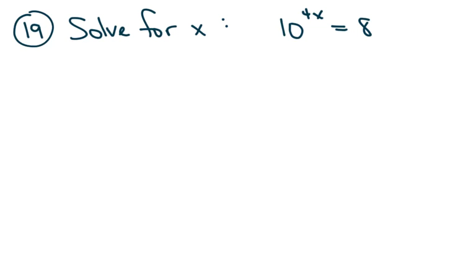Number 19, solve for x. 10 to the 4x is equal to 8. You have a couple options here. One of the options is if you're not sure how to do the problem algebraically, you can always put one side of the equation, y1 equals, put the other side in y2 equals, and the solution is the x-coordinate of the point of intersection. Or, algebraically, we would rewrite this in log form.